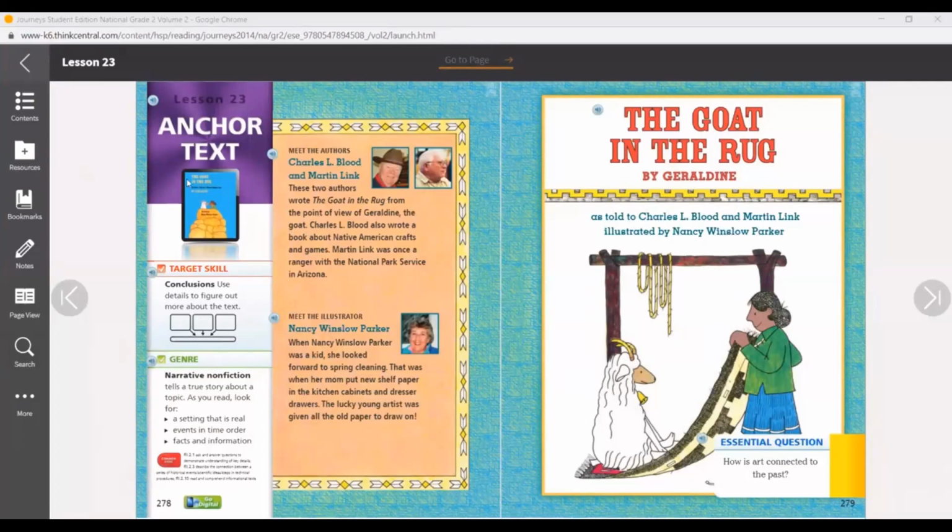Meet the authors. Meet the authors, Charles L. Blood and Martin Link. These two authors wrote The Goat in the Rug from the point of view of Geraldine, the goat. Charles L. Blood also wrote a book about Native American crafts and games. Martin Link was once a ranger with the National Park Service in Arizona.